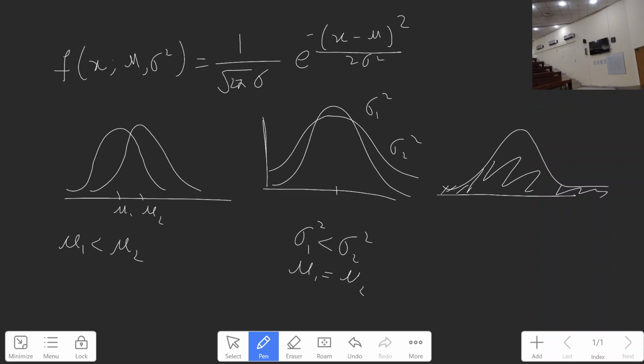What should it be? 1, because it's a PDF. Yes, you can prove it actually. If you do minus infinity to infinity, put this here, dx, you will get 1. Definitely you will get 1. Okay, so this whole area is 1.